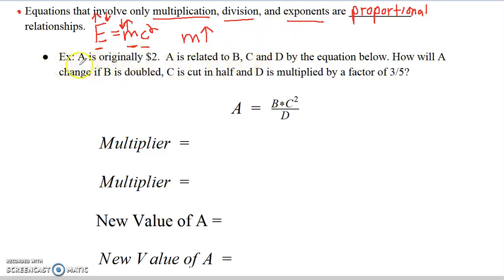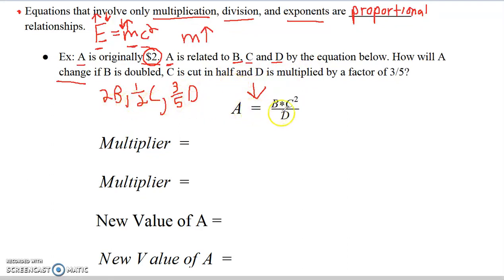So example A, we have down here, A is originally $2. The variable A is related to B, C, and D by the equation below. And it's asking how will A change? A is originally $2. How will it change if B is doubled? So if you had 2B. If C is cut in half, half of C, and then D is multiplied by 3/5. So if all those things happen, it's basically asking what's happening to A.